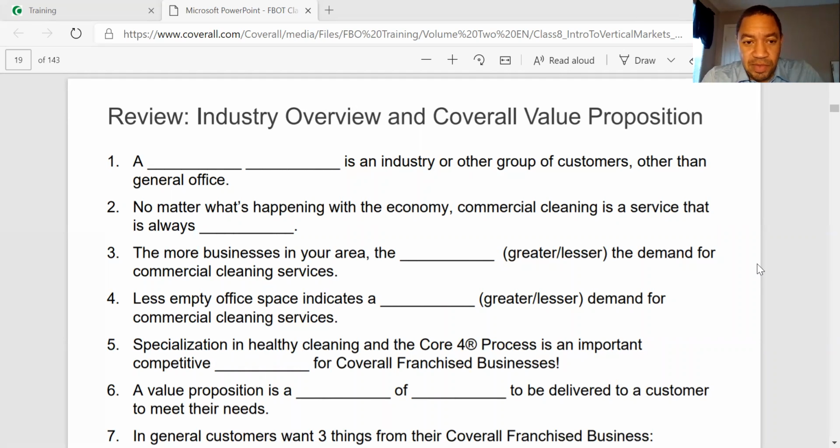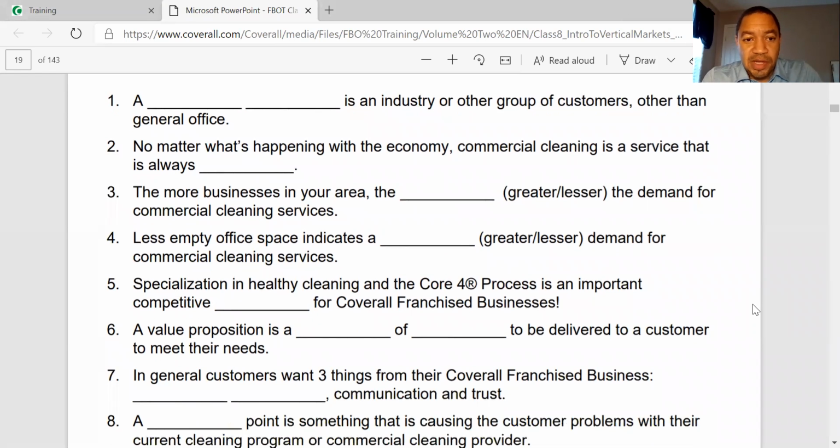Oops, let's see, I can't scroll my screen here. Uh-oh. There we go.